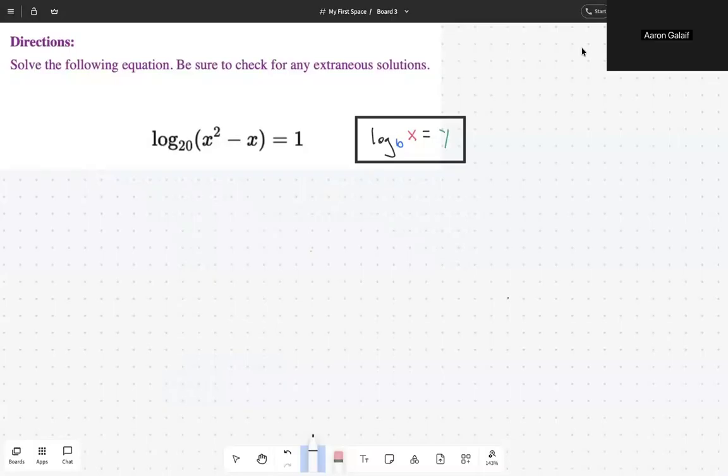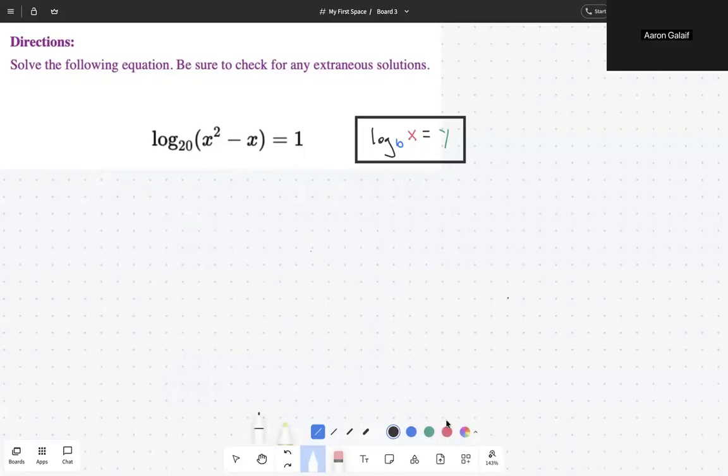Hello. In this video, we are going to go over how to solve a logarithm equation as you see here. The first thing we need to understand is how do we rewrite this in a way that we can solve this? The first thing I have is written right here. This is the form we have. Log b of x is equal to y.